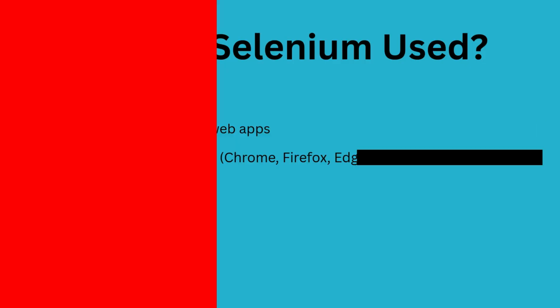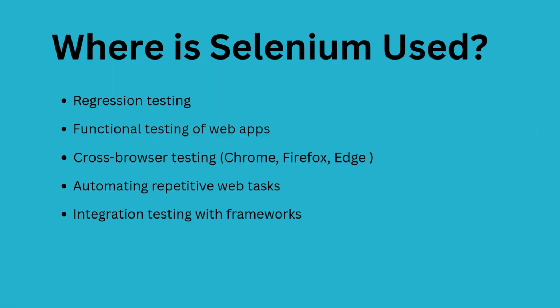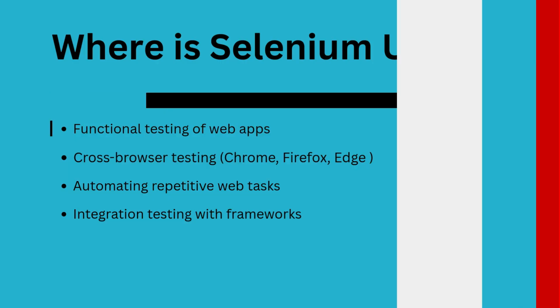Move forward. Where is Selenium used? So Selenium is used in many areas like regression testing, functional testing of web apps, cross-browser testing like Chrome, Firefox, Edge, automating repetitive web tasks, integration testing with frameworks. Selenium integrated with TestNG or JUnit to run test cases, manage test execution, and generate test reports. This helps automate end-to-end testing smoothly in real-world projects.